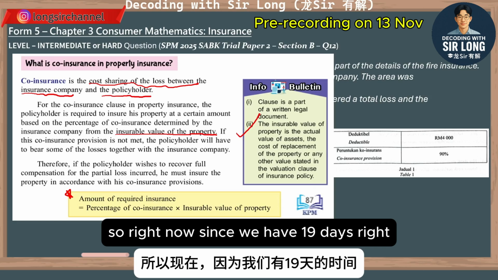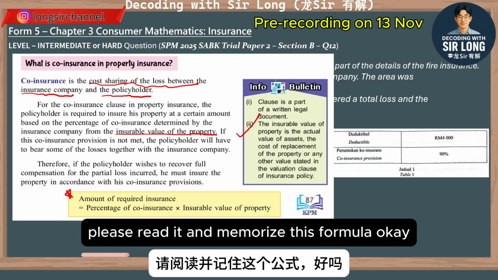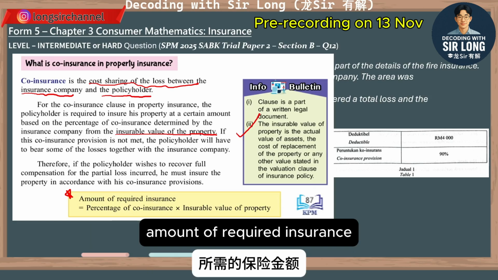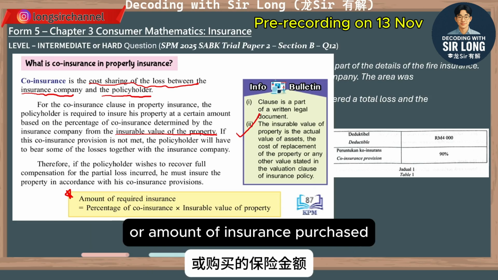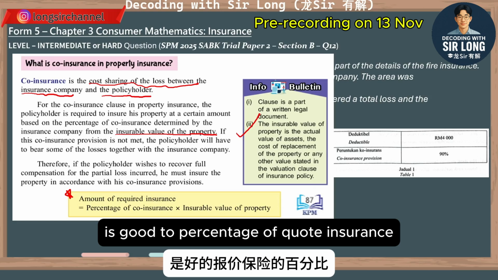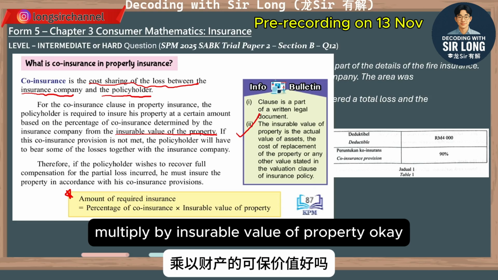Okay, so right now, since we have 19 days, please read and memorize this formula. Amount of required insurance, or amount of insurance purchased, is equal to the percentage of co-insurance multiplied by the insurable value of the property.